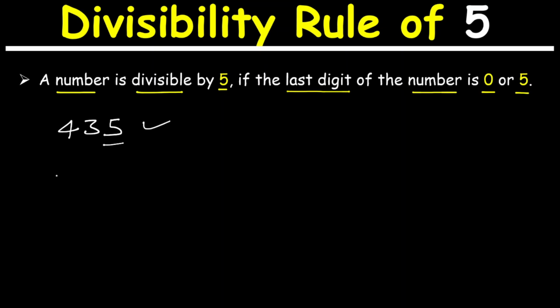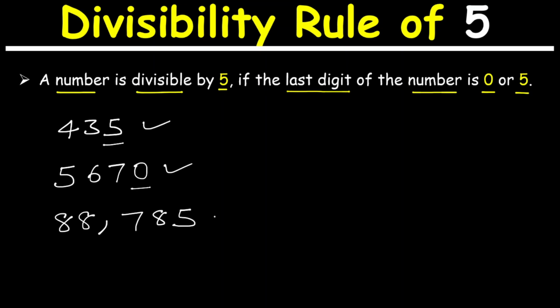Is the number 5670 divisible by 5? Yes, because the last digit of the number is 0. Is the number 88785 divisible by 5? Yes, because the last digit of the number is 5.